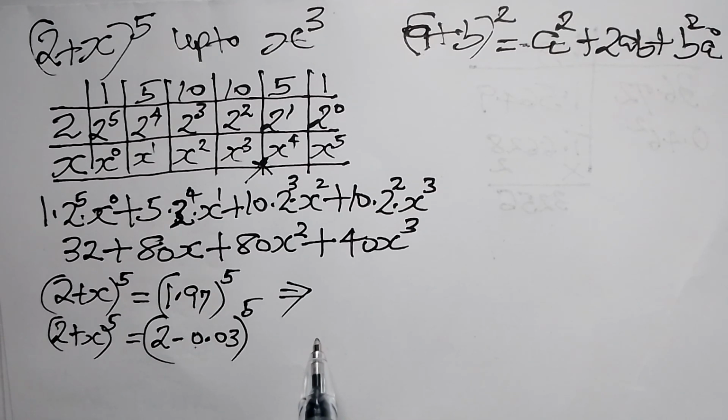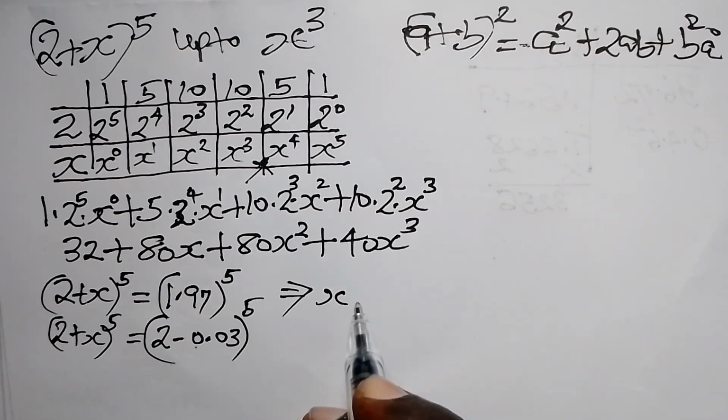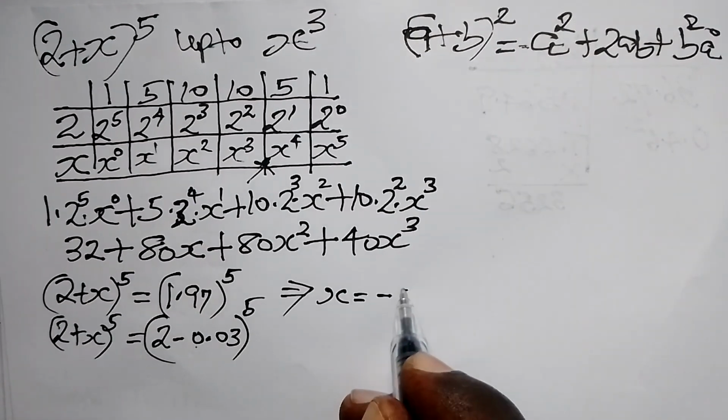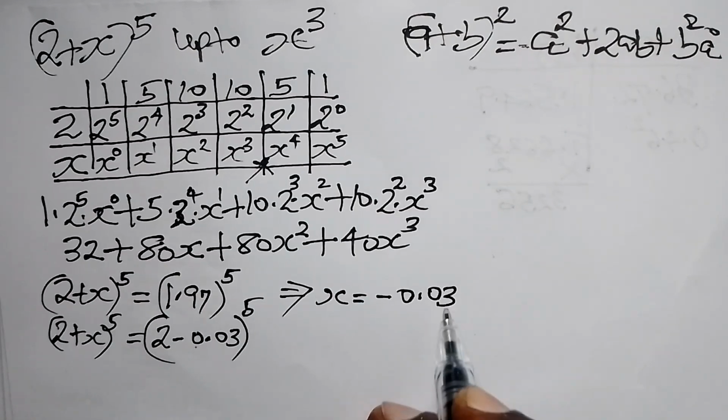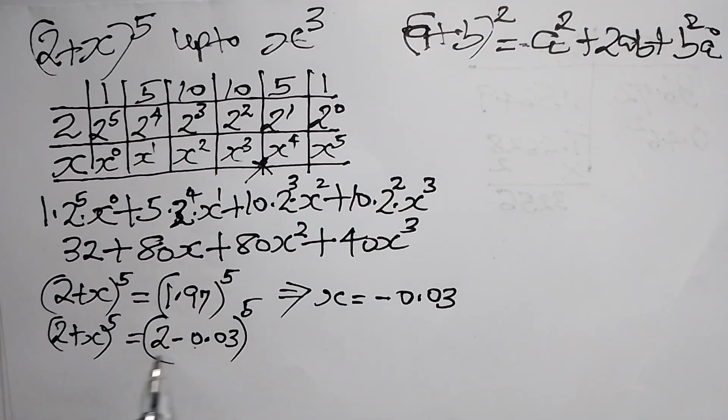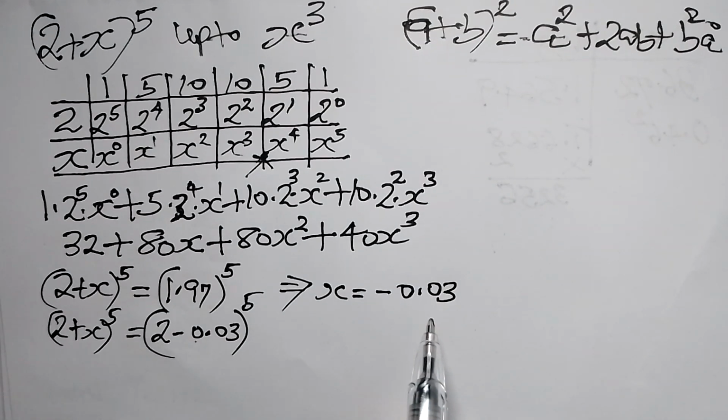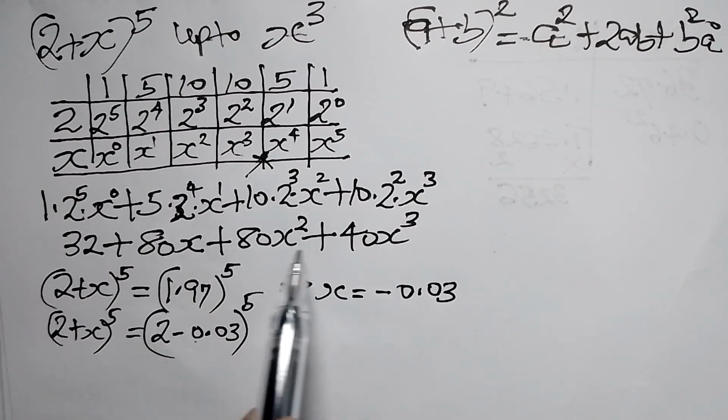This implies, therefore, that x will be equal to negative 0.03 from this particular expression, so that it can satisfy our condition here. So after getting x to be equal to negative 0.03, we substitute it in our given expansion.